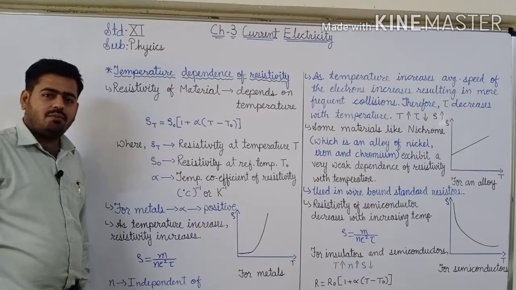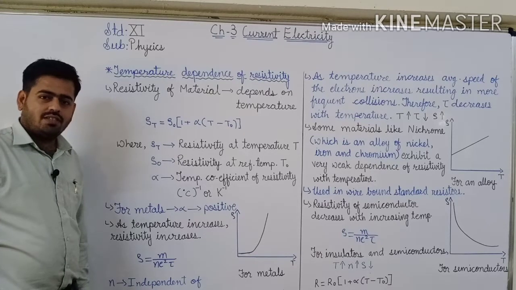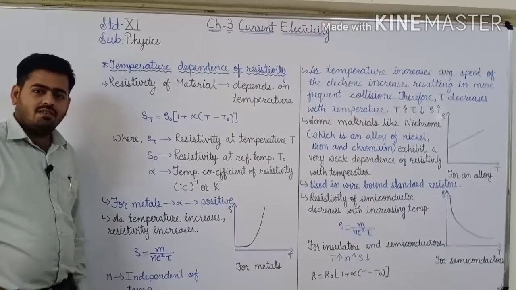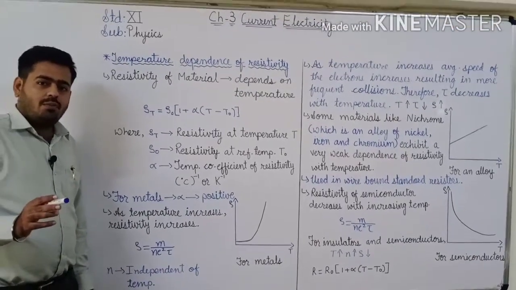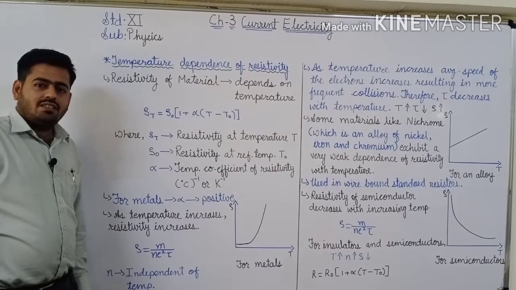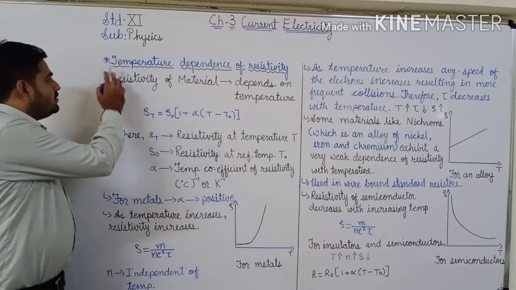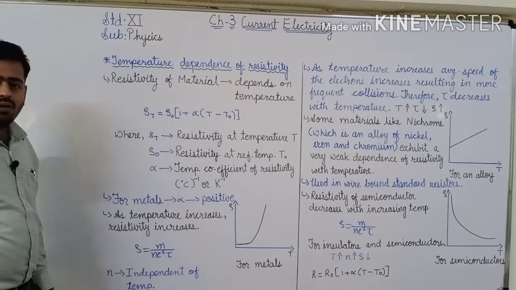After that we have studied about drift velocity. Then we have obtained the relation between drift velocity and electric current. Then we have obtained the relation between current density and drift velocity. Then we have obtained the formula of resistivity and conductivity. Whatever formula of resistivity and conductivity we have obtained using the concept of drift velocity, that we have to use in today's topic, temperature dependence of resistivity.